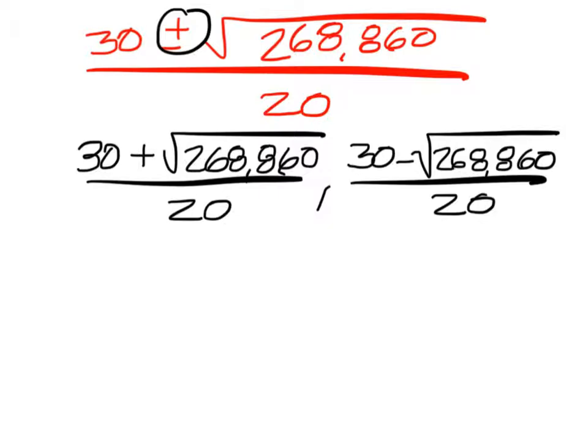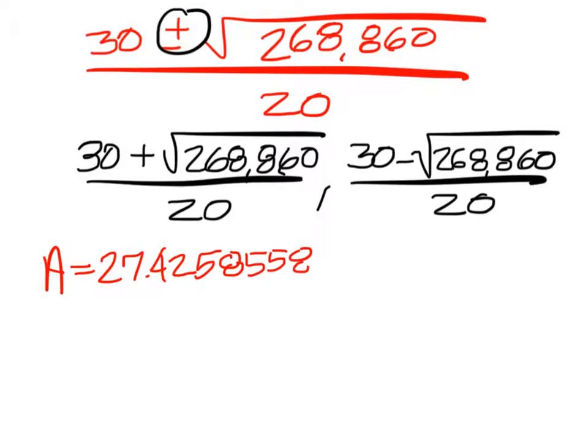For variable A, what you want to do is with that final answer you just found, 27.425 and on out, you want to hit the store button, which is STO. So what we've done is we've put into A on our calculator 27.425855582, and that represents that solution.